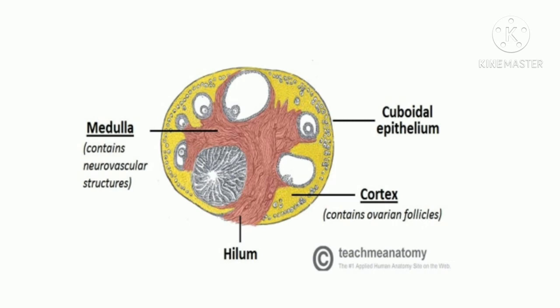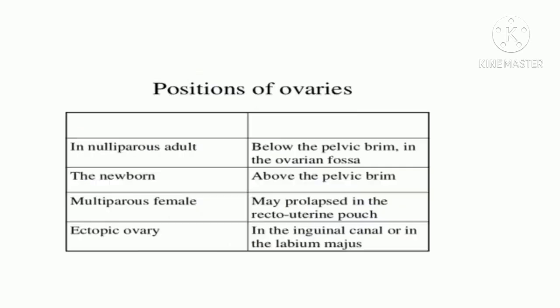Diagram shows medulla contains neurovascular structures. Cortex contains ovarian follicles. This is the hilum. Cuboidal epithelium of ovary.